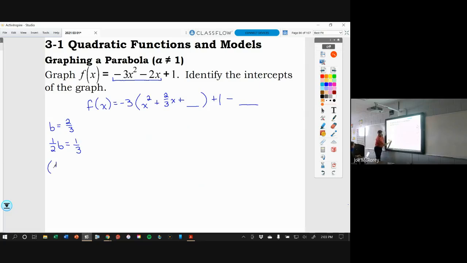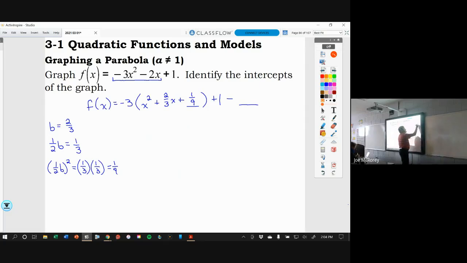And what is half of b squared? What is 1/3 squared? Remember, 1/3 squared means 1/3 times 1/3. To multiply fractions, you multiply straight across. 1 times 1 is 1, 3 times 3 is 9. So it's 1/9. Okay? So, to complete the square, what must I add? 1/9.